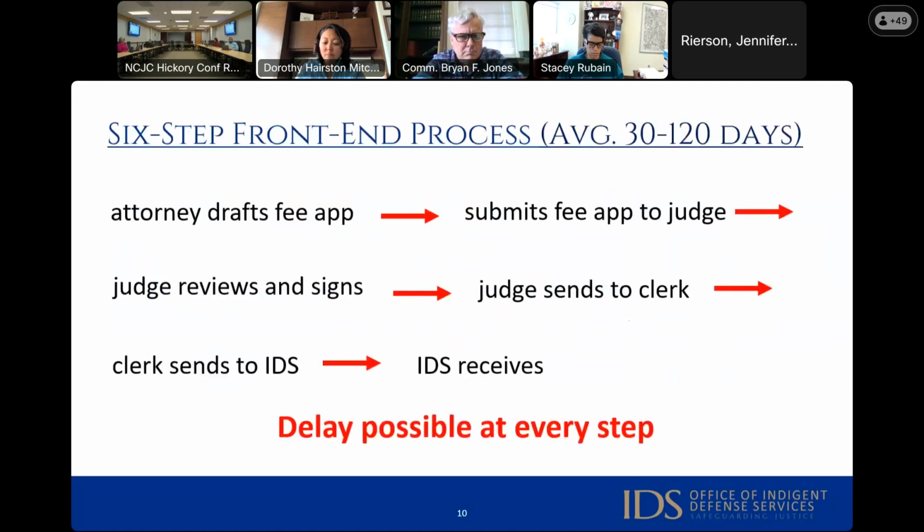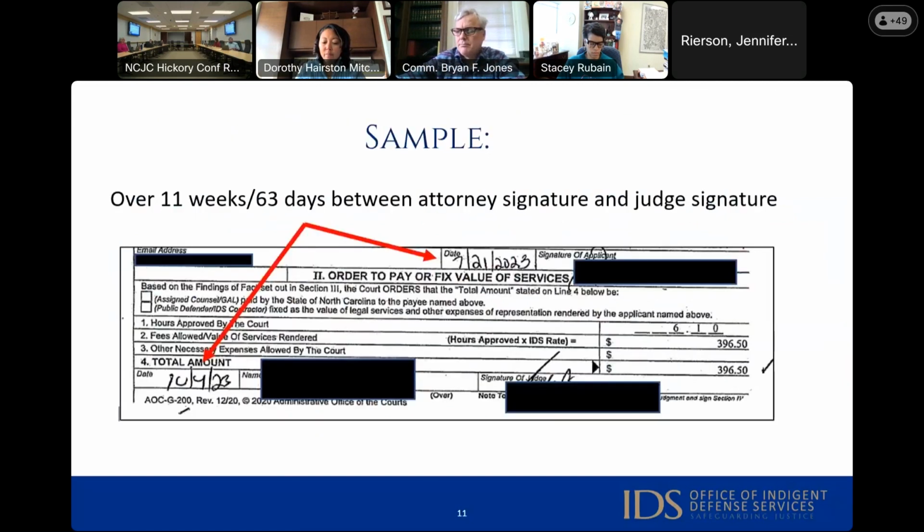The front end problem is caused by the long 6-step front end process that is required before the app ever reaches IDS. There can be delays at every step. There's no tracking, and when we get calls, we can't report on a fee app unless we've received it. And all of these steps have to happen before we ever receive it or have any way to track it in the majority of counties.